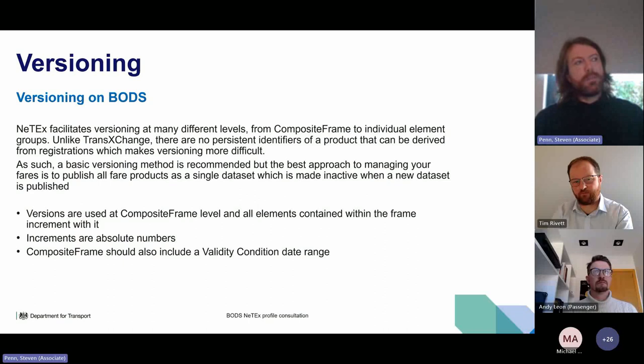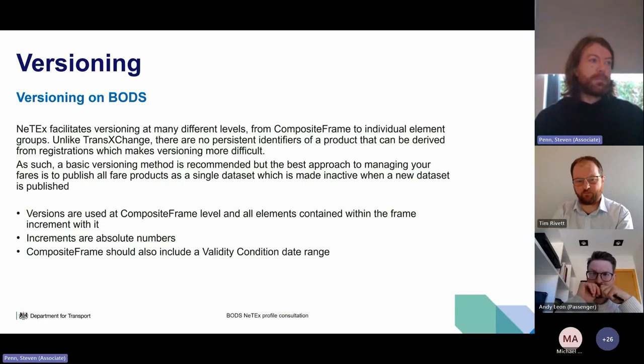So as part of the BODS NeTEx profile, there is a recommended basic versioning method. However, the best approach to managing datasets, given that you don't have to publish them with any advanced timeline, is to publish all of your fares as a single dataset and then just make them inactive when you publish a new dataset. However, if you choose to use the versions, we're asking for them to be done at composite frame level. That is the part where you will create incremental increases in the versions for each new data set. But what you also need to do is increment every single element within the composite frame at the same time.